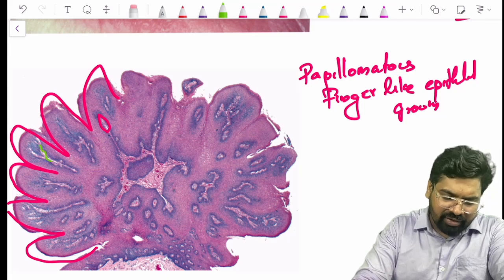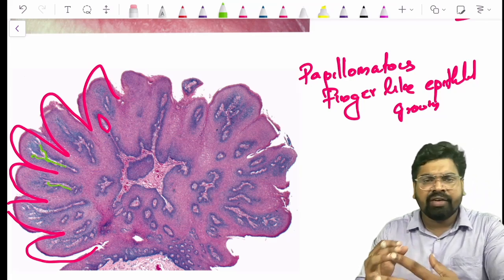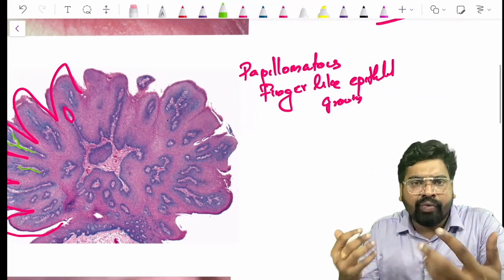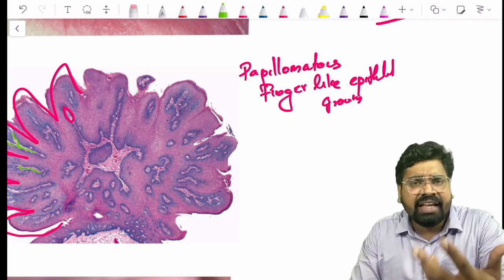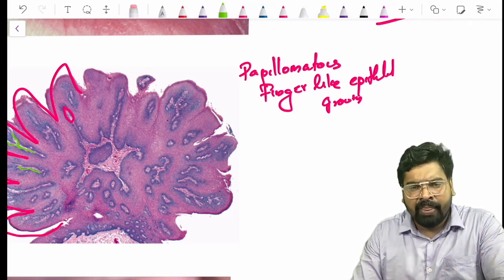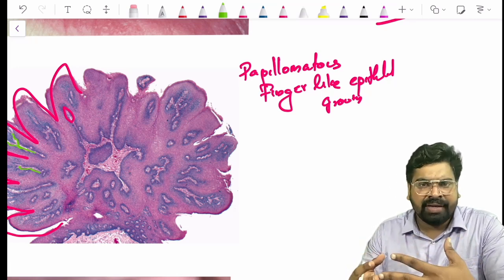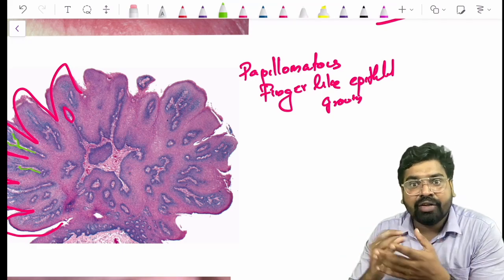Can you see these are all cores of the connective tissue which is supporting this growth. Now, the interesting thing in this squamous papilloma, or any virus related lesions: you know that viruses attack the nucleus of a cell. A virus needs to proliferate, so they attack the nucleus of a cell.